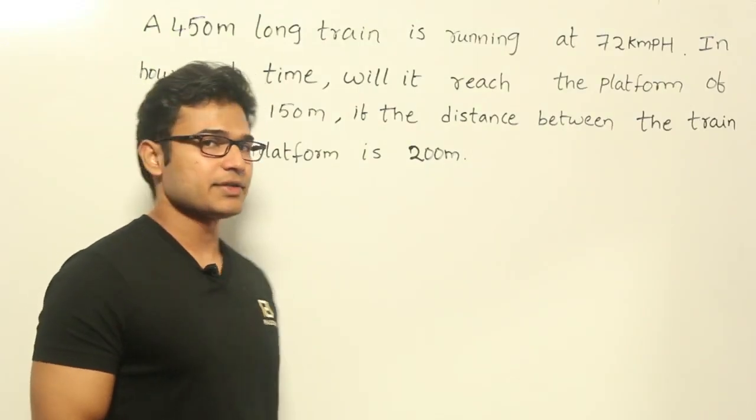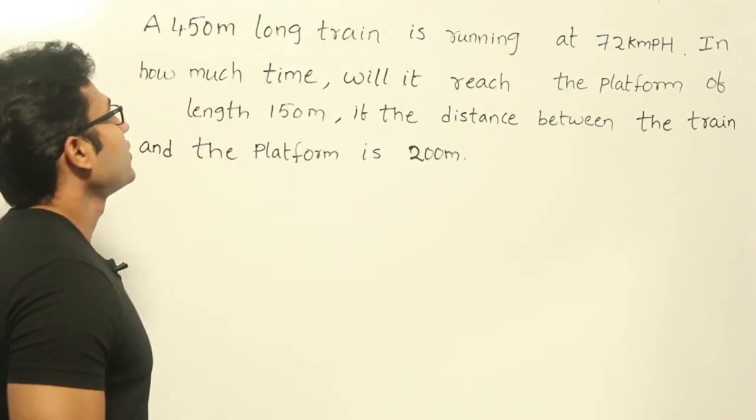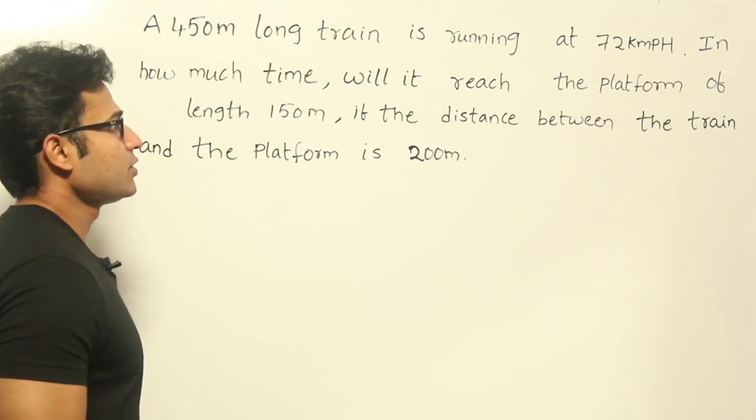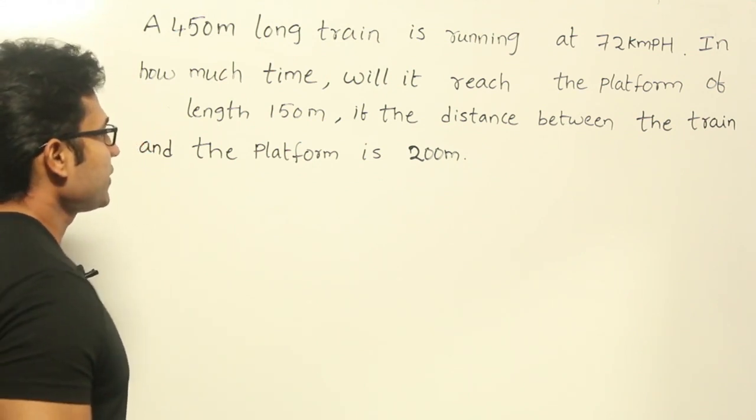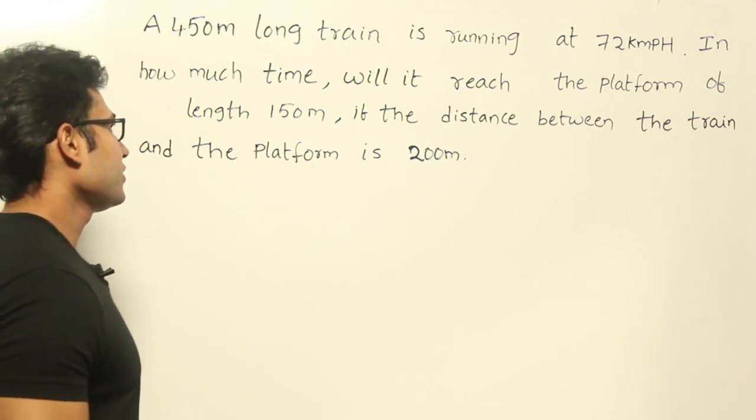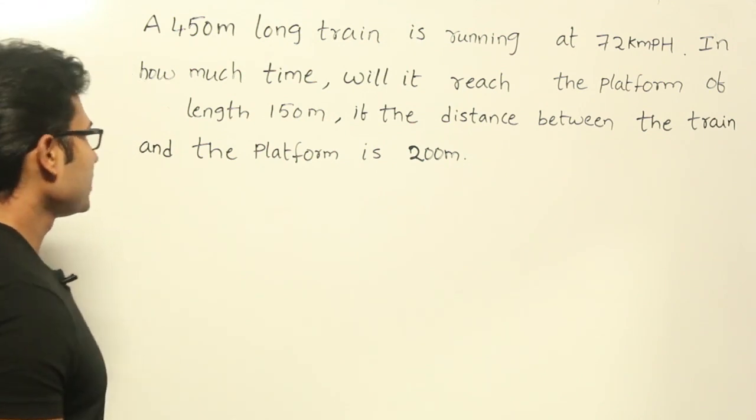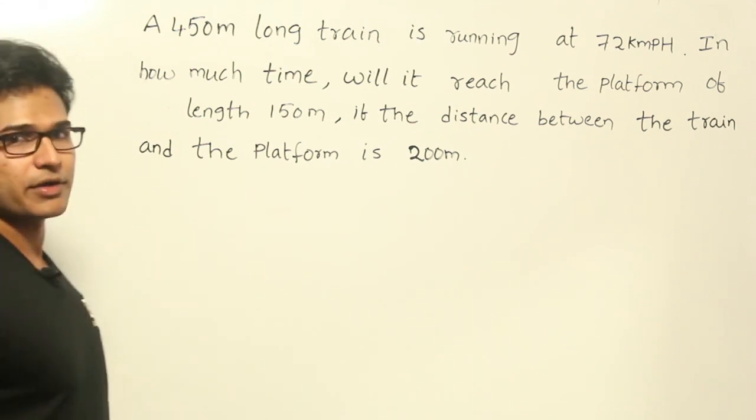Now let's see this question on trains. A 450 meter long train is running at 72 kilometers per hour. In how much time will it reach the platform of length 150 meters if the distance between the train and the platform is 200 meters?